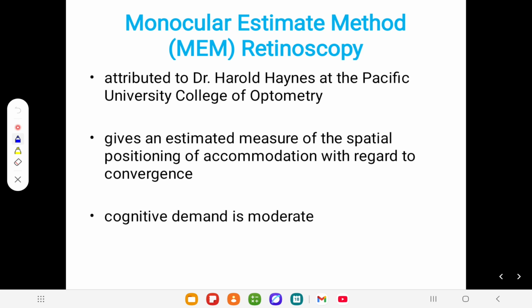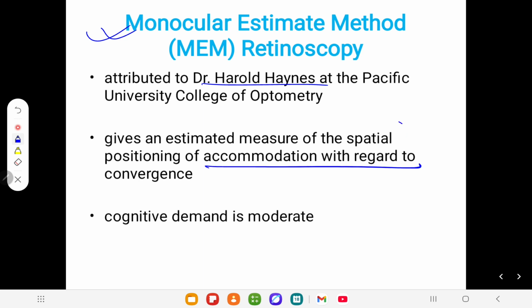I don't know about so many of these things, because what I have been using clinically is the monocular estimation method. These are very useful methods in clinical cases. Let me discuss the most useful method, the number one useful item, I think: the monocular estimation method, also known as the MEM method. It was attributed to Dr. Haynes, Holland, and Pacific University College of Optometry, and gives an estimate measurement of the spatial position of accommodation with regard to convergence.